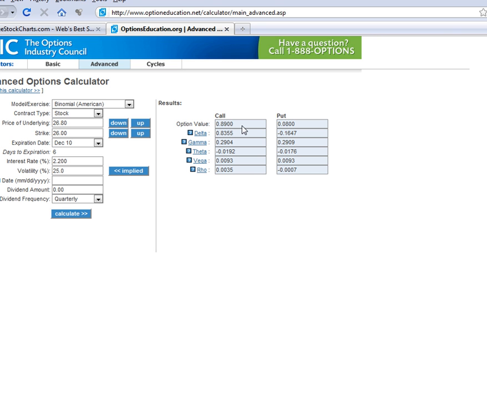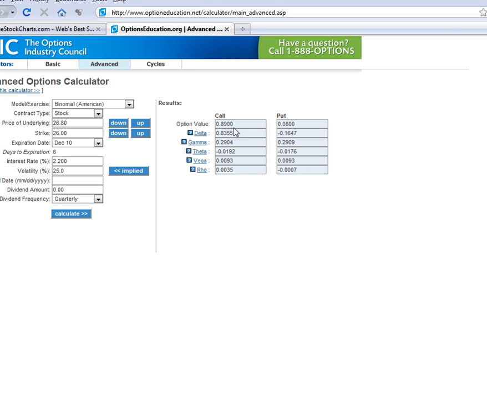It would cost me the 89 cents times 100, which is what each contract is worth. You're actually controlling 100 shares of stock, so you multiply it times 100 times the number of options. In this case, it'd be $89 for each option, or 10 options would cost you 89 cents times 10 times 100, which would be $890.